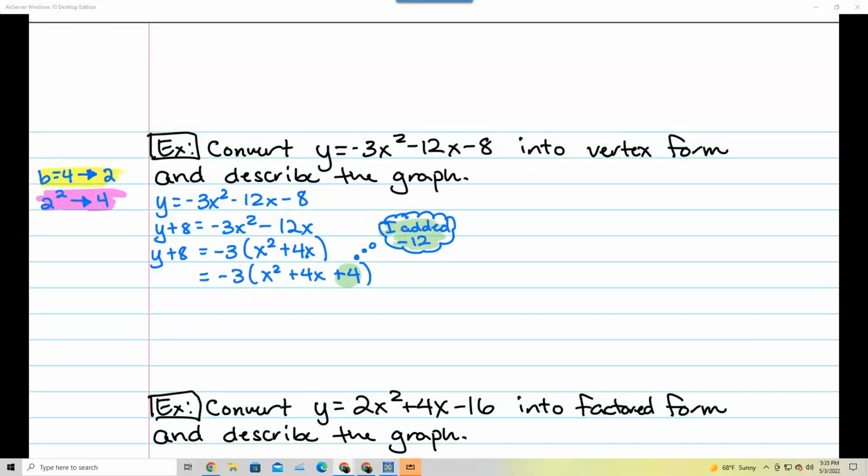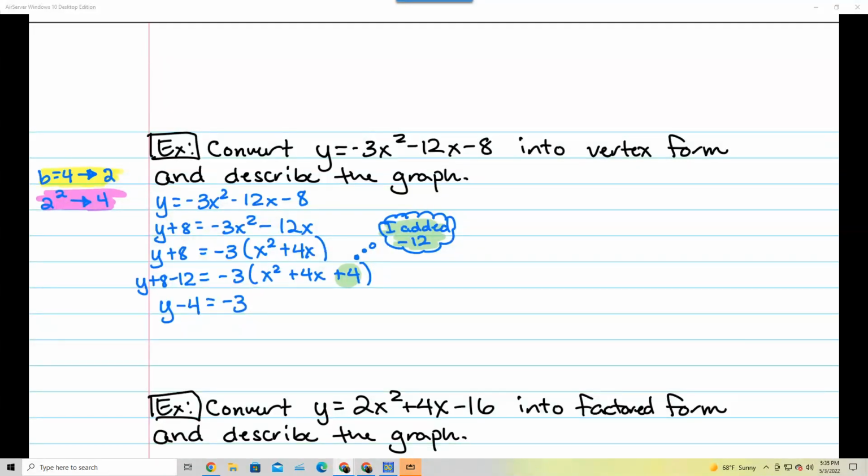I added negative 12. Now, since I added negative 12 to the right side, because it's actually negative 3 times 4, I need to add negative 12 to the left to keep it balanced. Okay, so I'm going to write y plus 8 minus 12. That 8 minus 12 is going to give me negative 4. So I got y minus 4 is equal to negative 3.